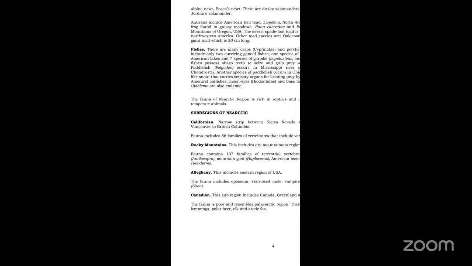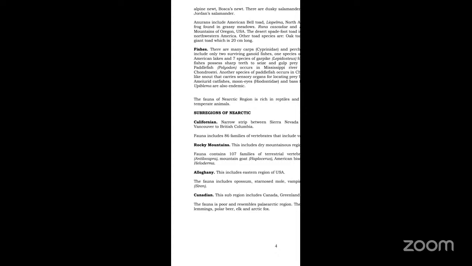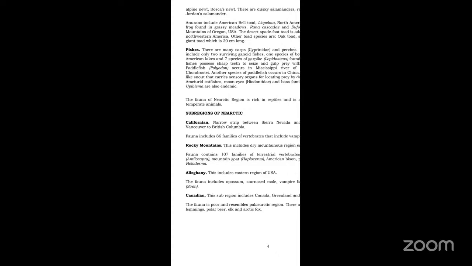Then the Rocky Mountains is the second sub-region. It includes dry mountainous regions and is present in the east of California. And here it contains about 107 families of terrestrial vertebrates, which includes pronghorns, and then you have mountain goat, American bison, prairie dogs, as well as the Tylodon.